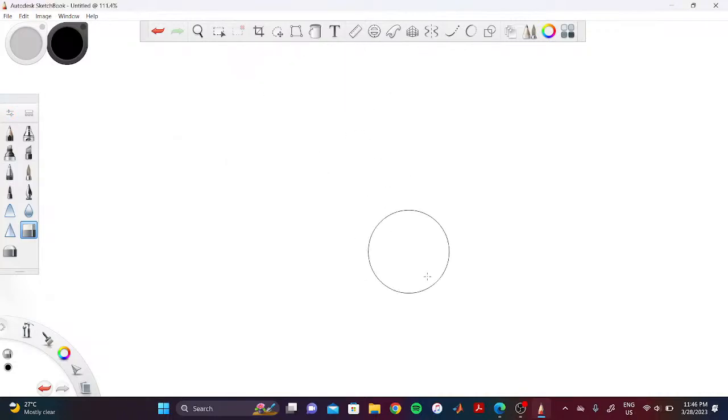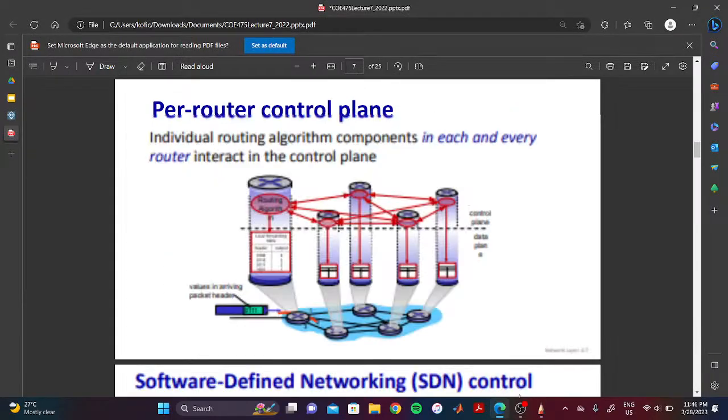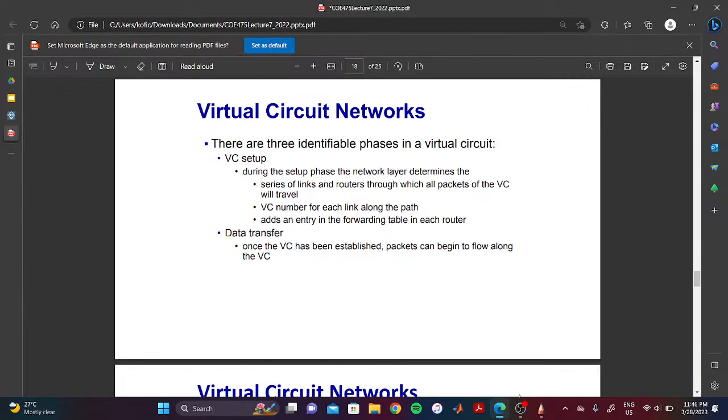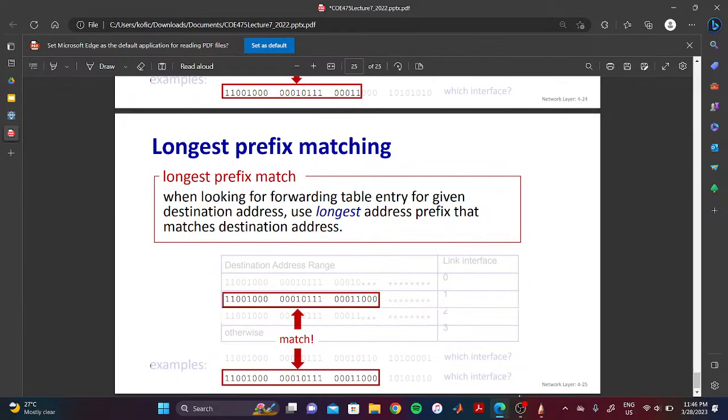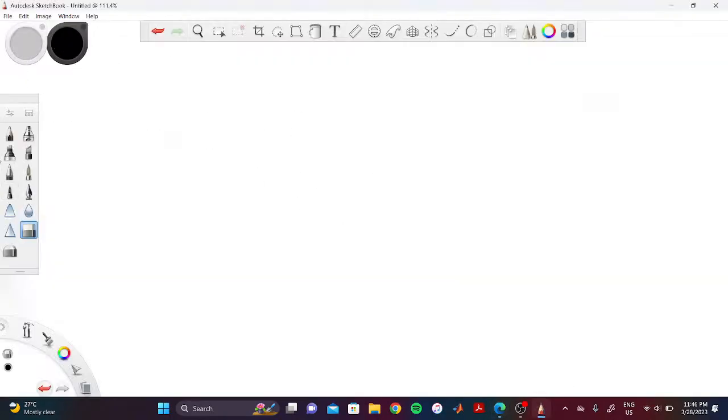I promise that we'll look at the IPv4. Oh, we've not talked about virtual circuits. Okay, so let's talk about virtual circuits, something that I keep missing.